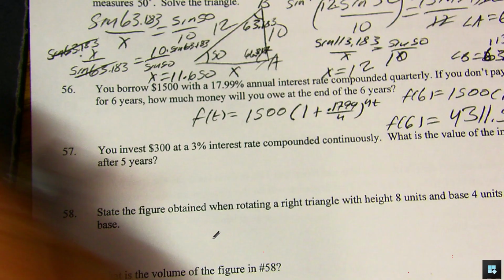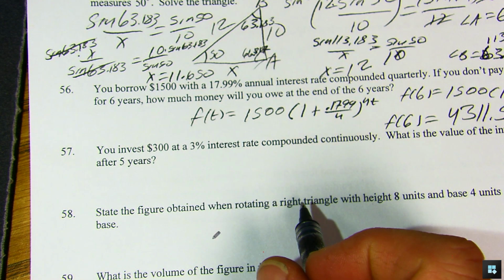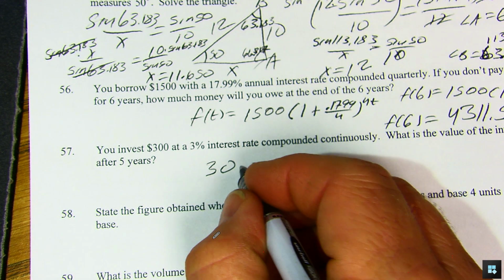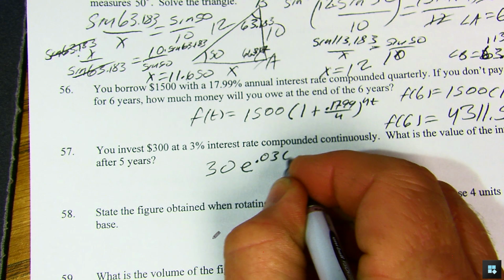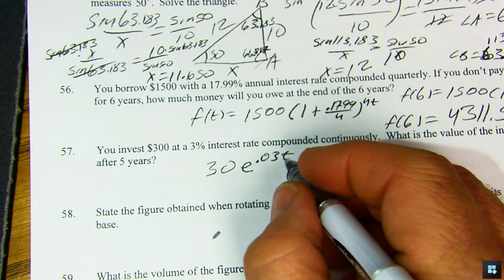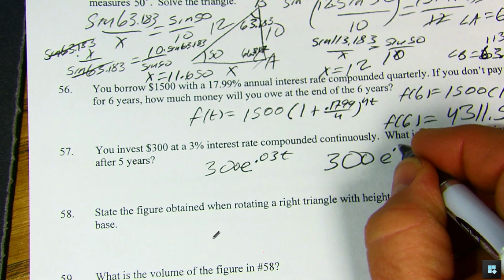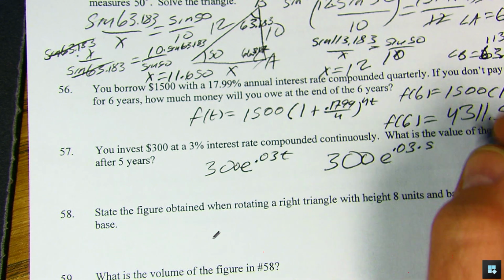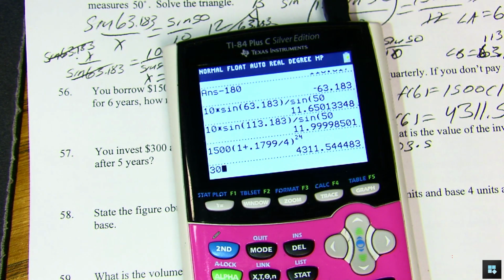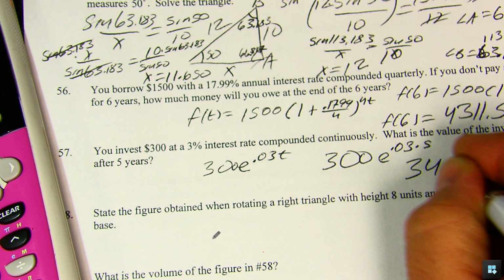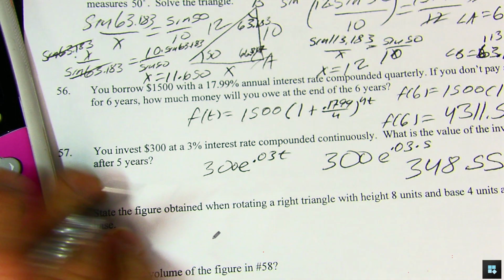Okay? 57. You invest 300 at a 3% interest rate compounded continuously. That's e to the 0.03t. What's the value of the investment after 5 years? So it would be 300 e to the 0.03 times 5. So 300 second ln 0.03 times 5. And you would get $348.55.